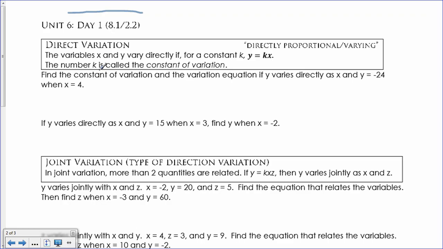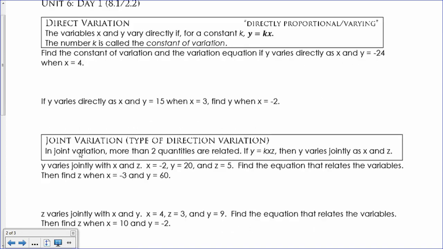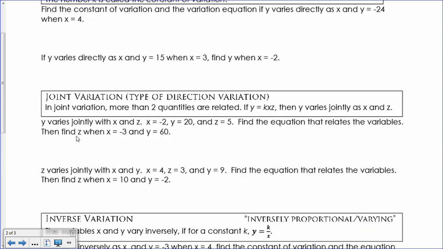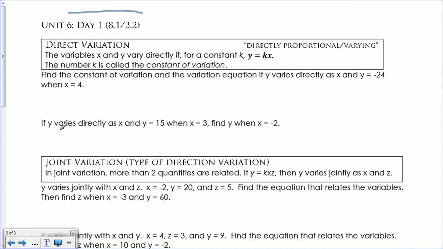Alright, our first lesson for Unit 6 is talking about variation. We have 3 different types of variation: direct, joint, and inverse. You may have heard of some of these when you were in Algebra 1. So we're going to be revisiting these concepts before we expand upon them further into Unit 6. So the first type of variation we're going to talk about is direct variation.